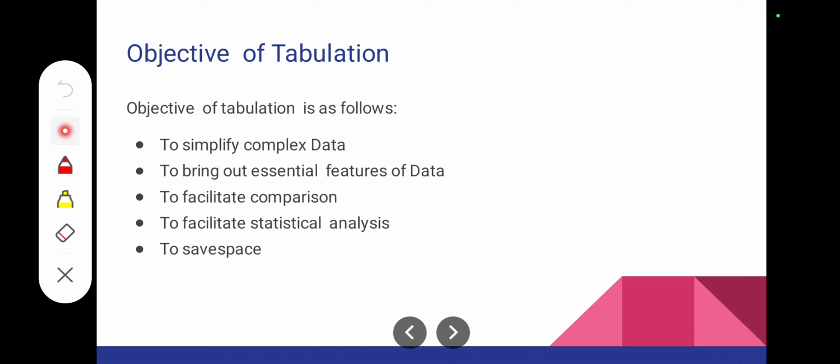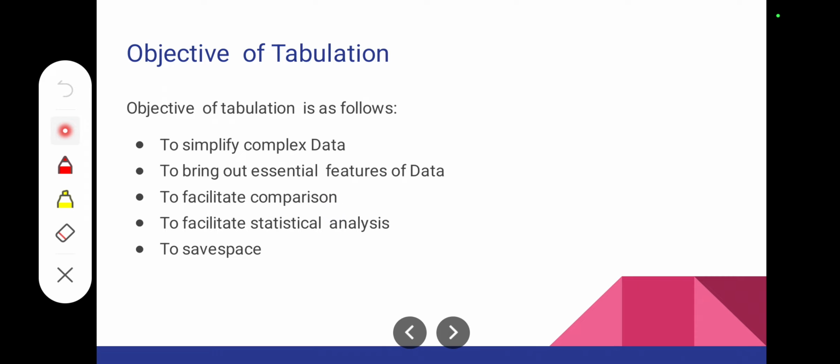To bring out essential features of data, when we classify the data in the form of tables, we can easily predict. Suppose we have to predict chronological information, we have years and we have the data, then we can read easily what is the meaning of that data, what those figures are saying to us.